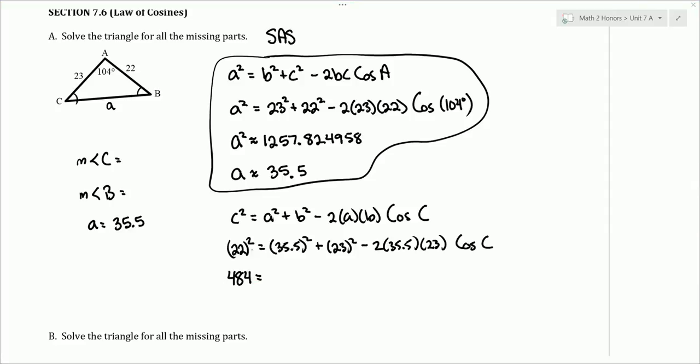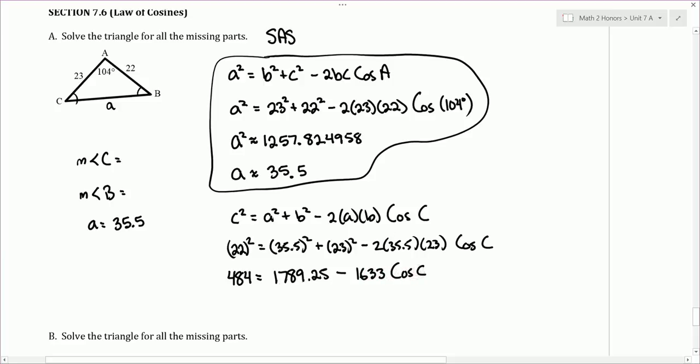35.5 squared plus 23 squared is roughly 1789.25 minus 2 times 35.5 times 23 is 1633 times the cosine of c.